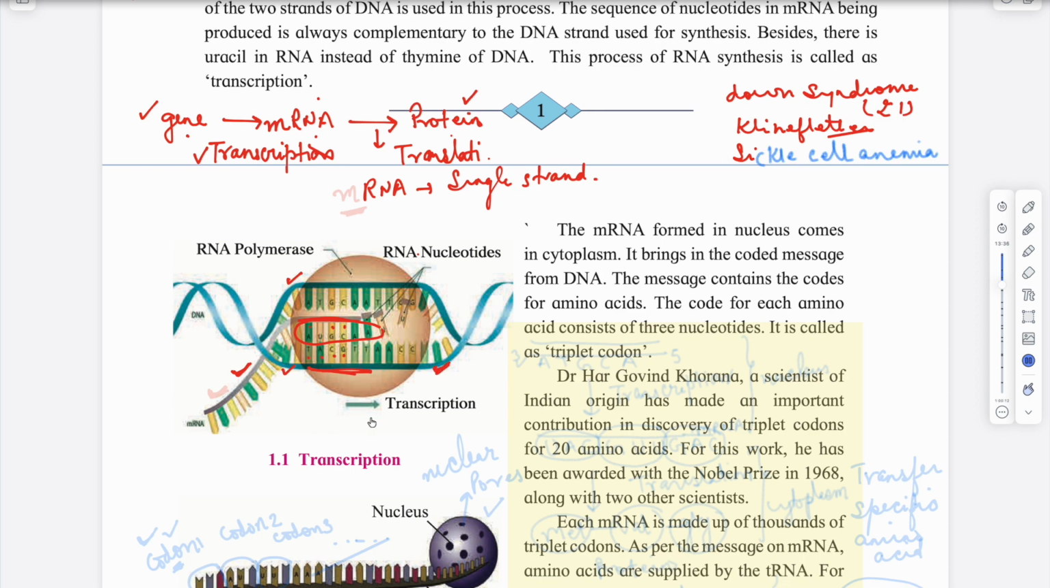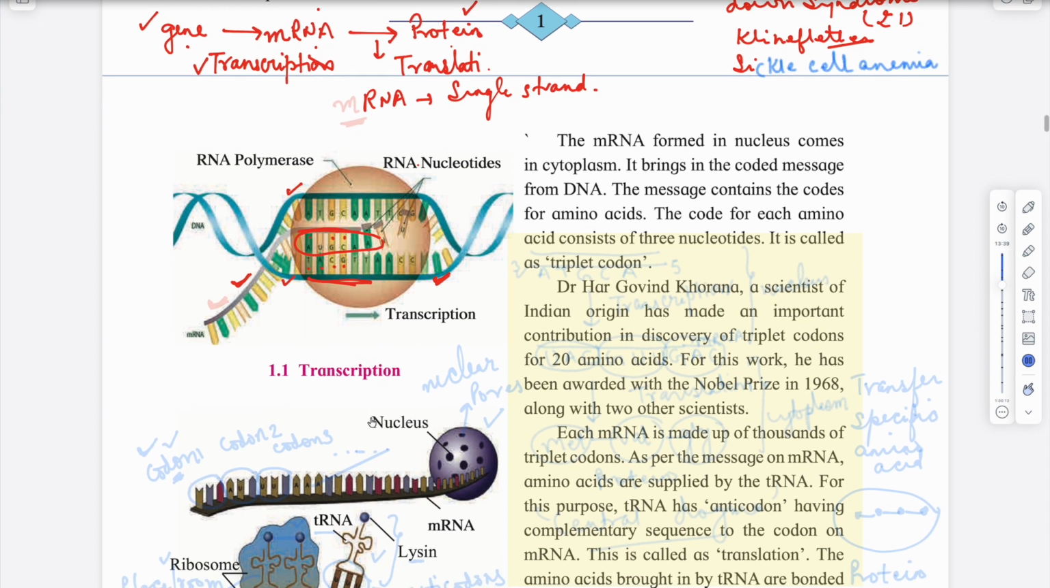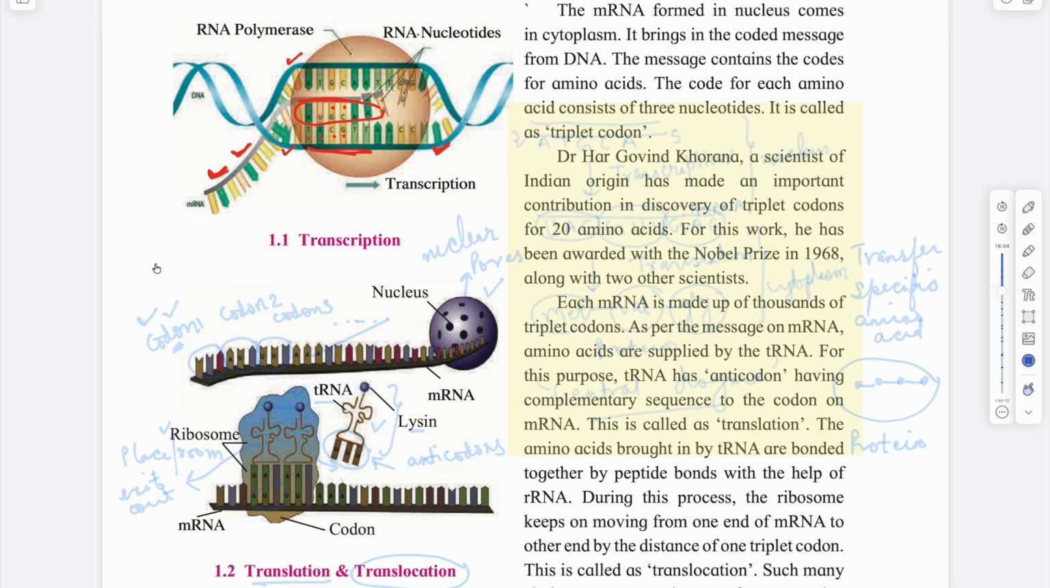Now, once this RNA is formed, this RNA is the messenger RNA. Why is it known as messenger RNA? Because it carries the information of the gene. So this will exit out of the nucleus. In this picture, you can see the strand of mRNA coming out of the nucleus through the nuclear pores. These are nuclear pores. So translation takes place in the cytoplasm.